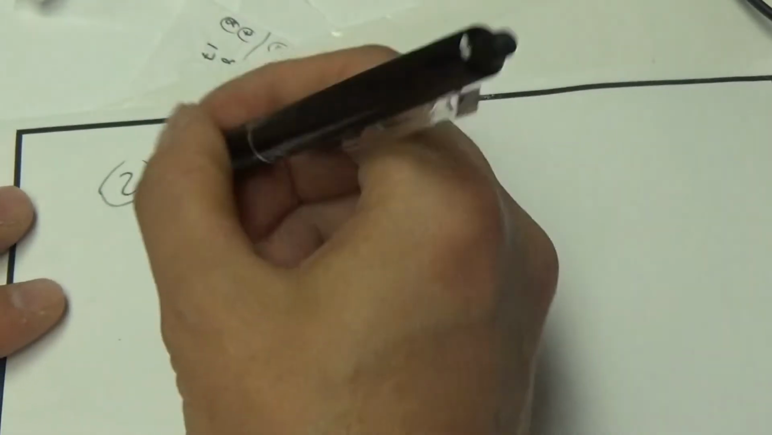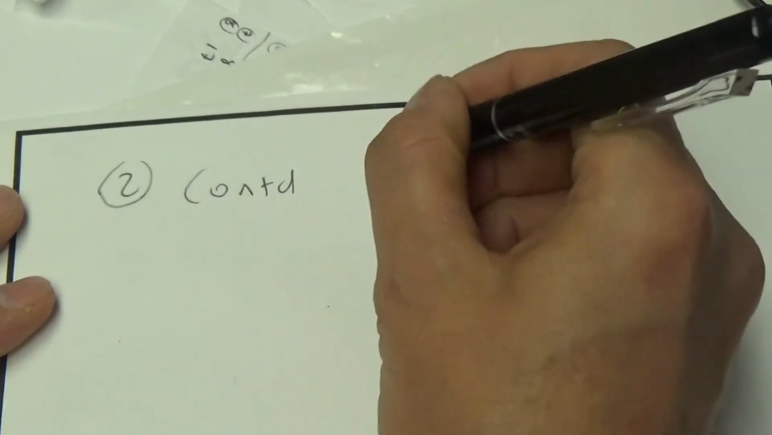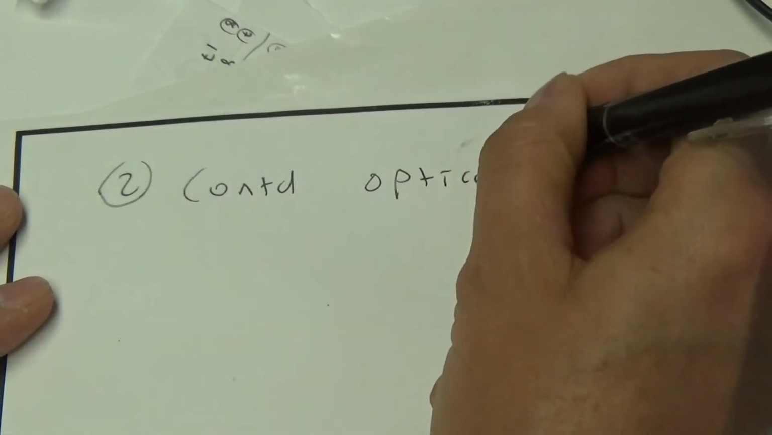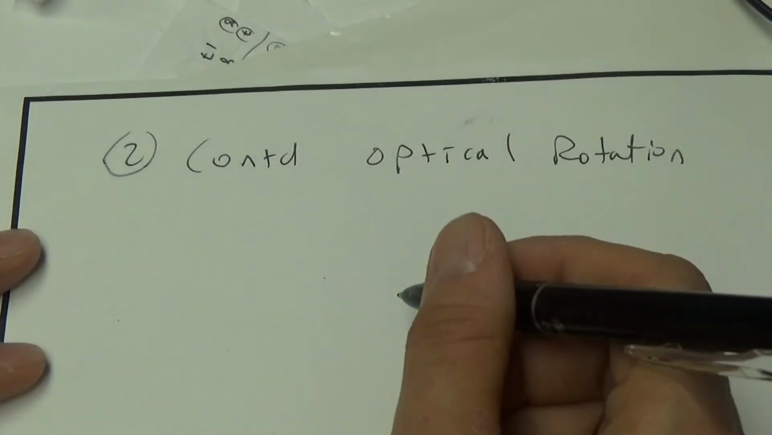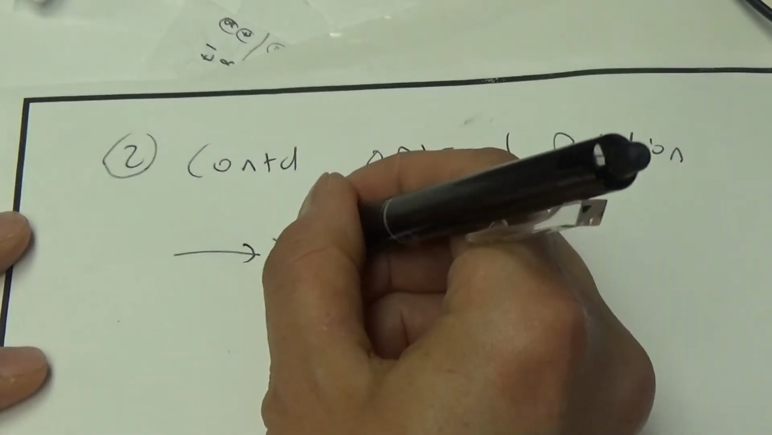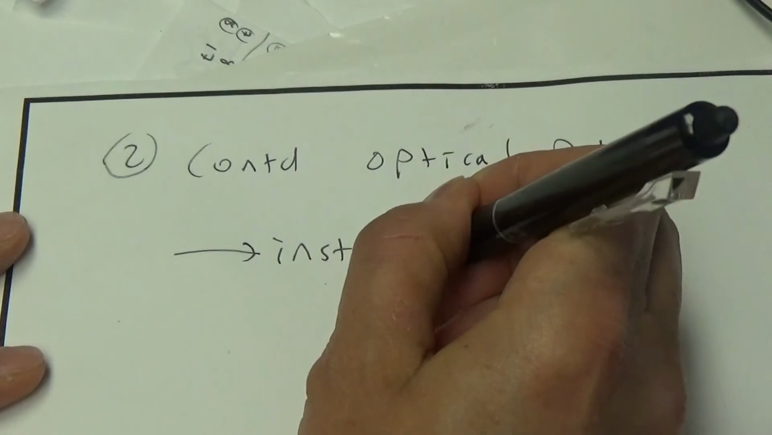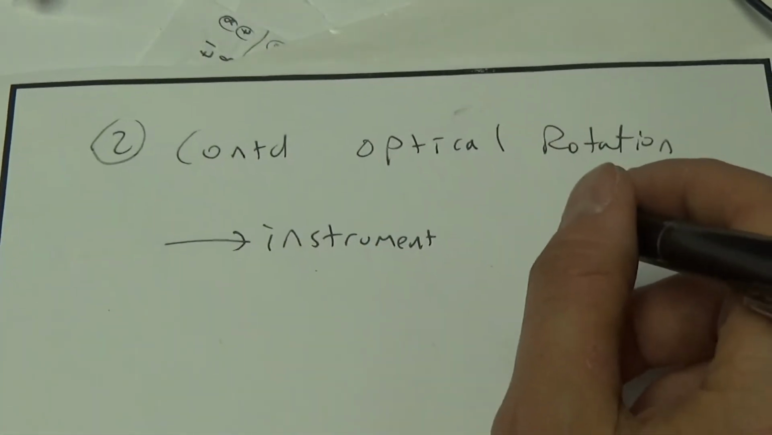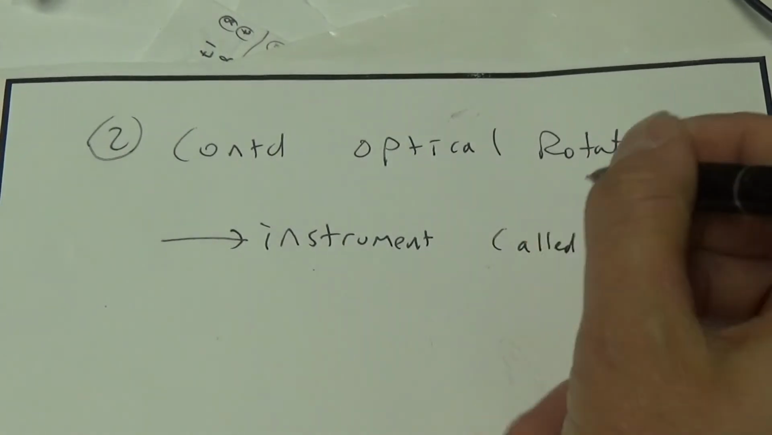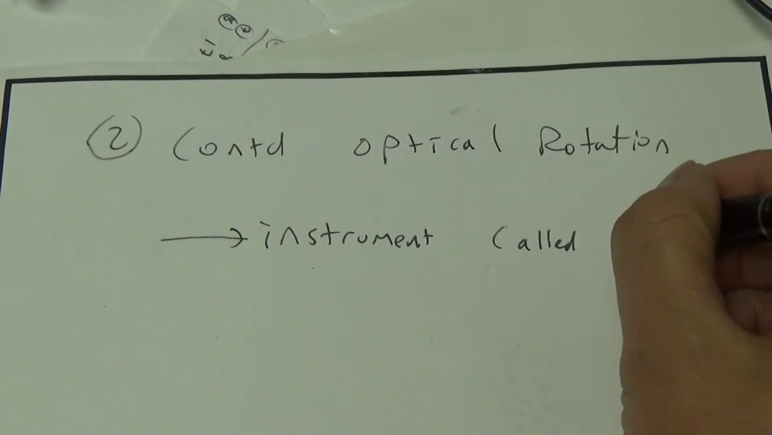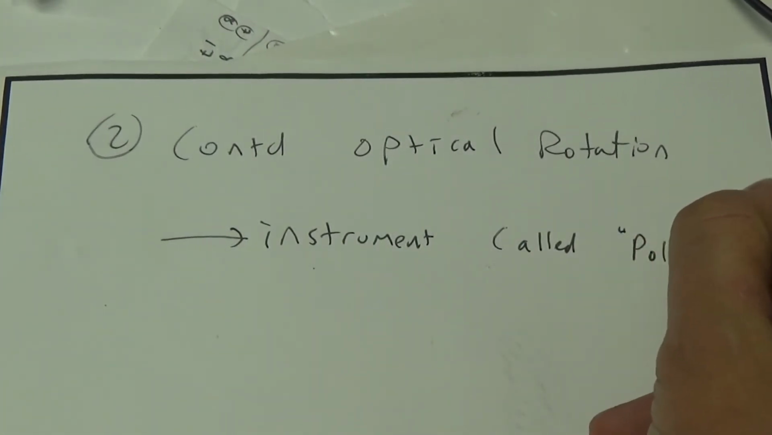Okay, so we talked about the principle of optical rotation. We're still on number 2, right? Continued optical rotation. Other little tidbits about optical rotation. What do you think that instrument's called that measures optical rotation? The instrument is called a polarimeter. Polarimeter.